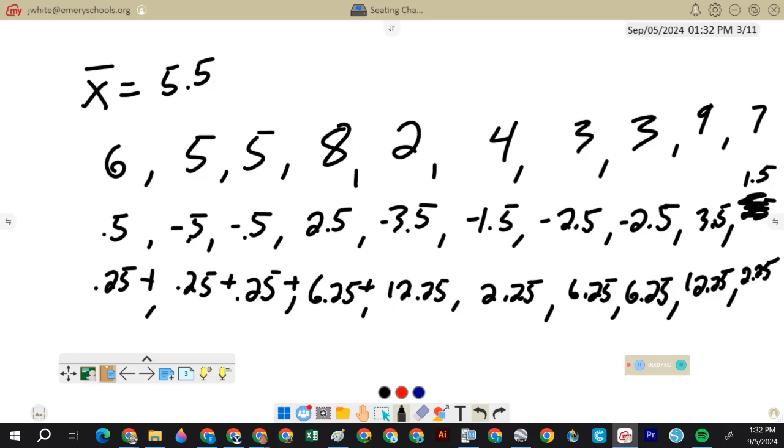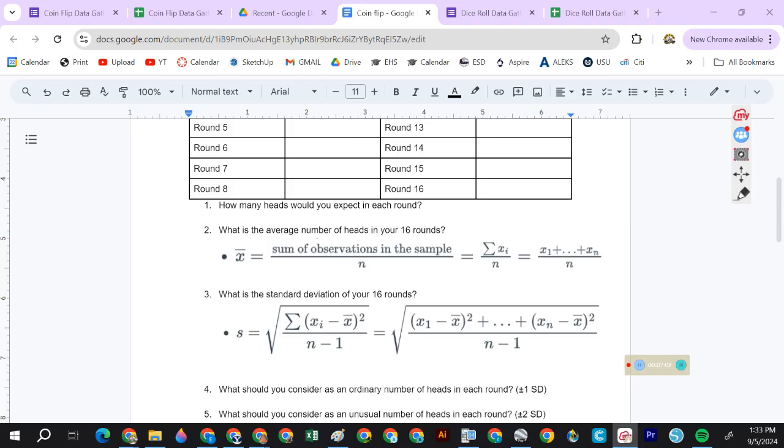Okay, and that gives me 46.25. All right. And I look at the formula now, and it says divide that by n minus 1.